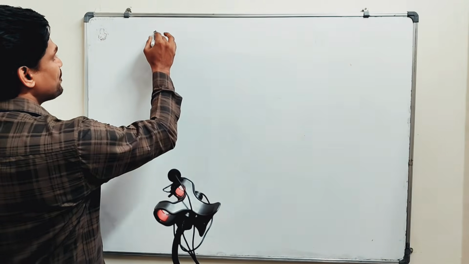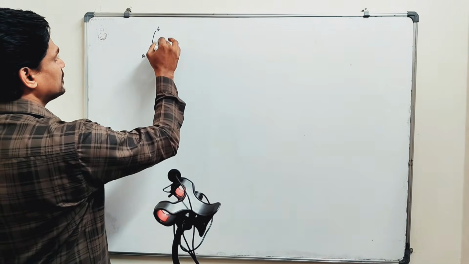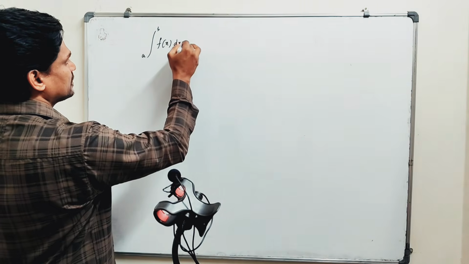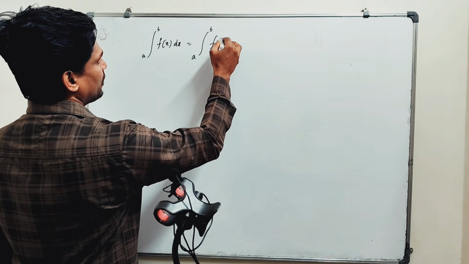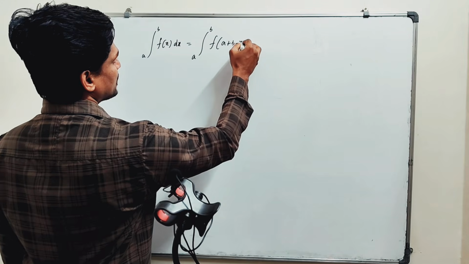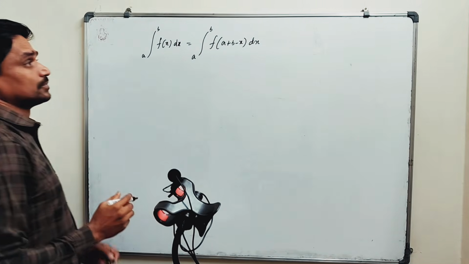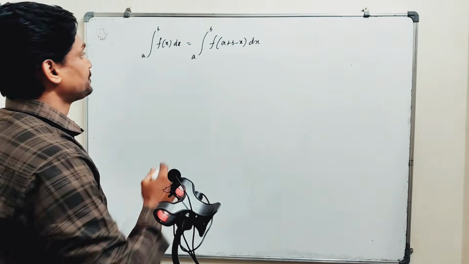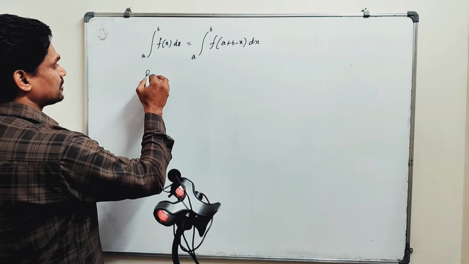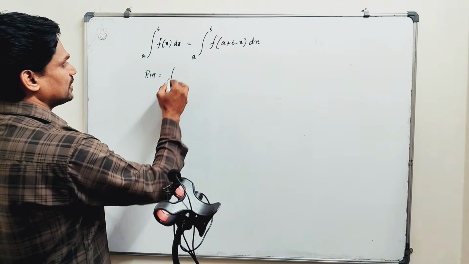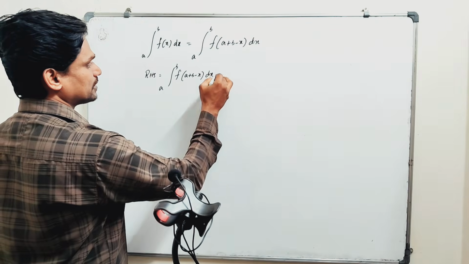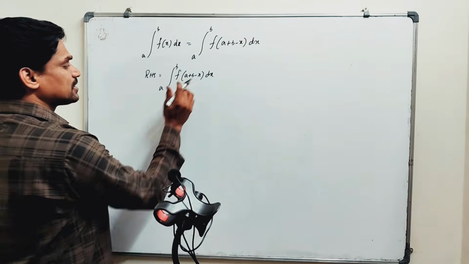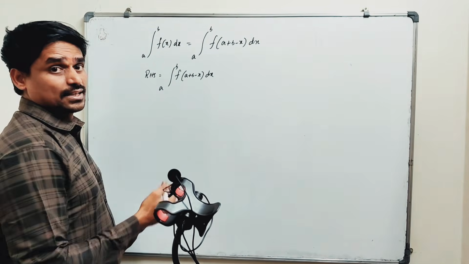We have a property: integral a to b f of x dx is equal to integral a to b f of (a plus b minus x) dx. So let's prove this. Let's take the RHS, which is integral a to b f of (a plus b minus x) dx. In this, I'll assume a plus b minus x as t.